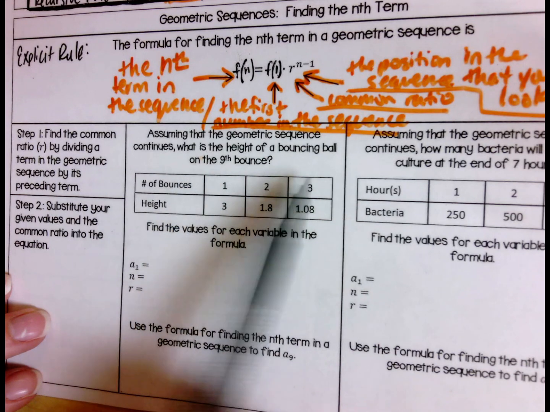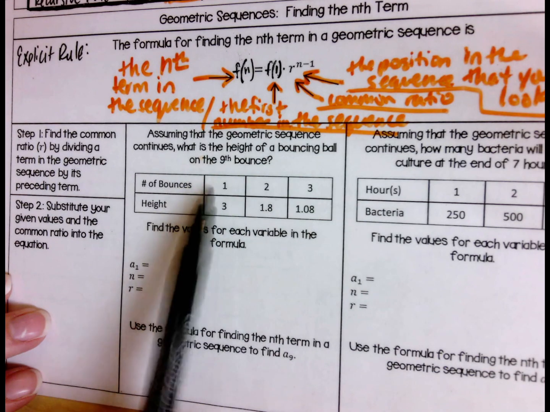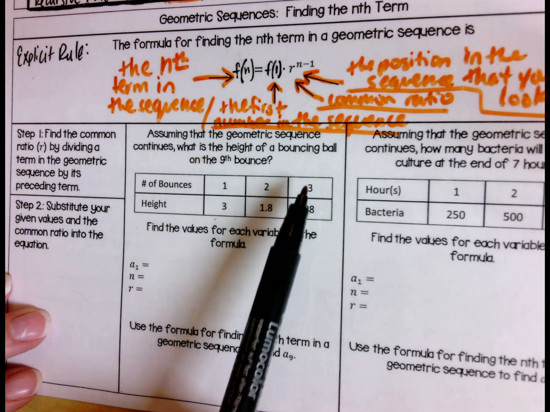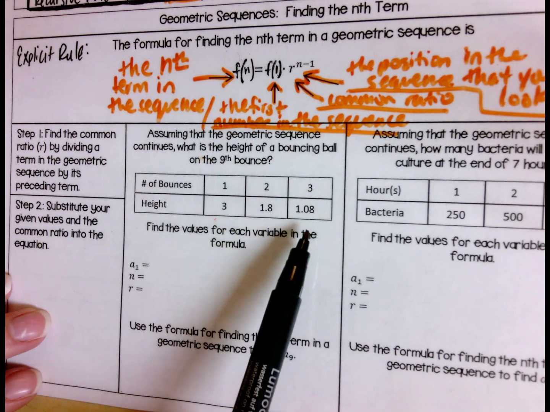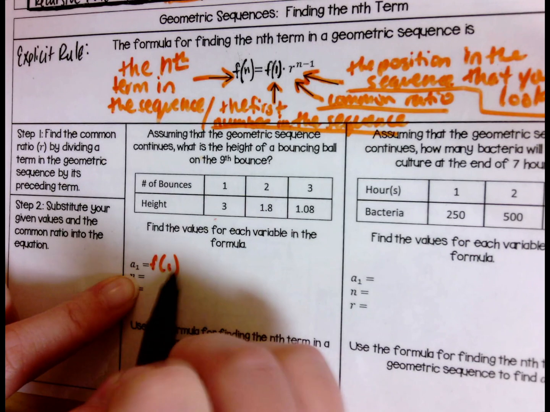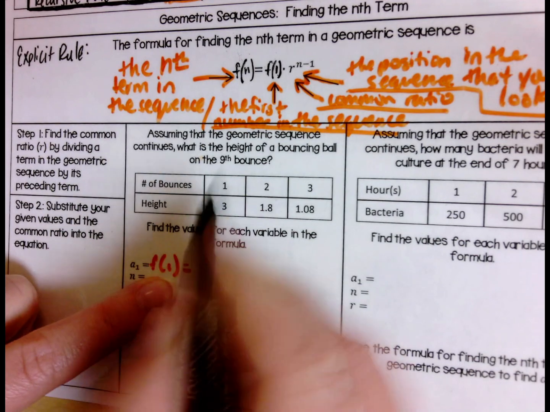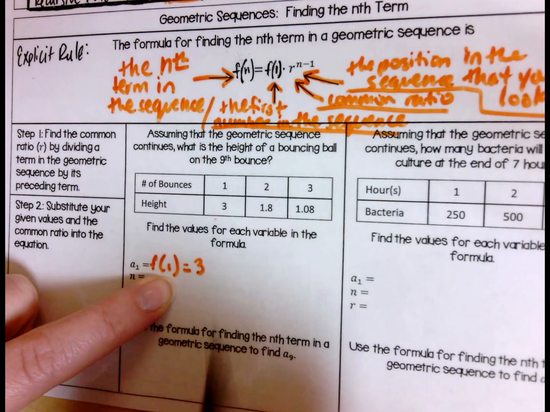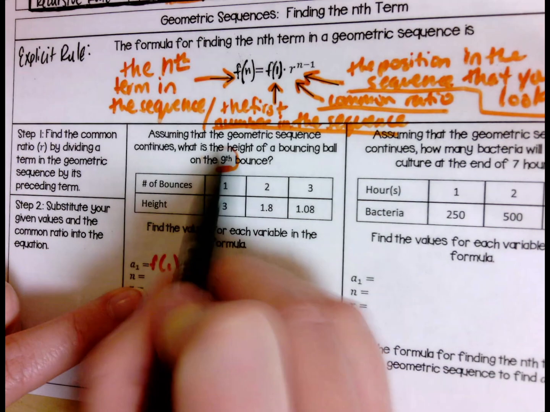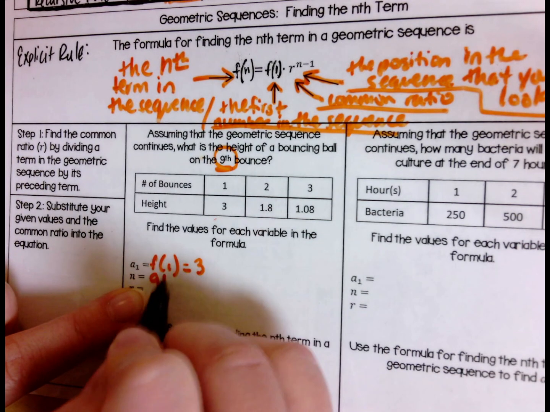So we're assuming that this is a geometric sequence and that it continues. So the height of the bouncing ball on the 9th bounce. Well, the first bounce, it's 3. The second bounce, it's 1.8. And the third bounce, it's 1.08. So we're going to continue on from here. So remember, this is f of 1. So the first term is 3. N is the one that we're looking for. So we're looking for the 9th term.